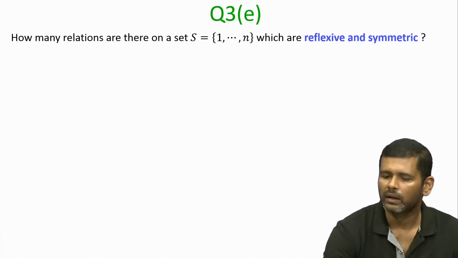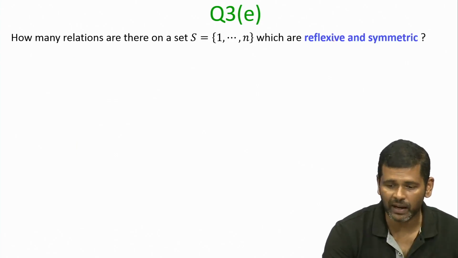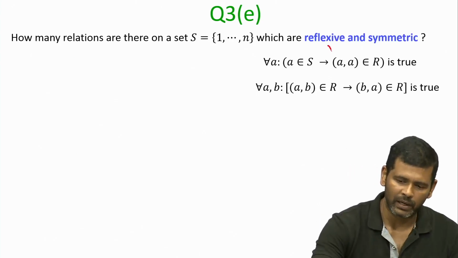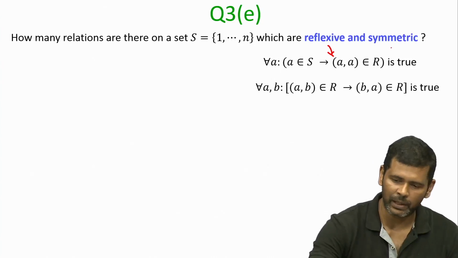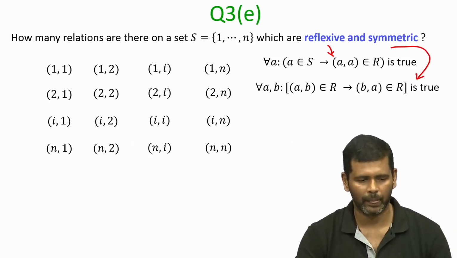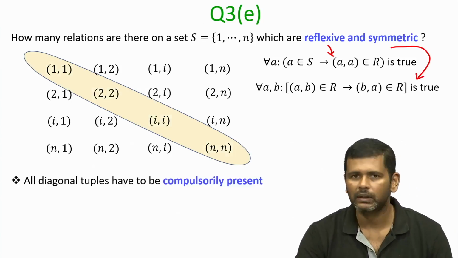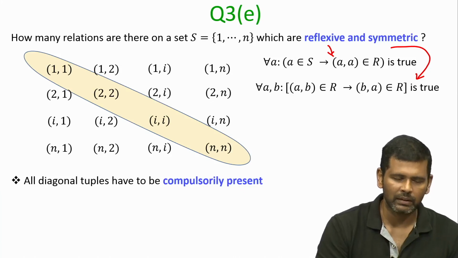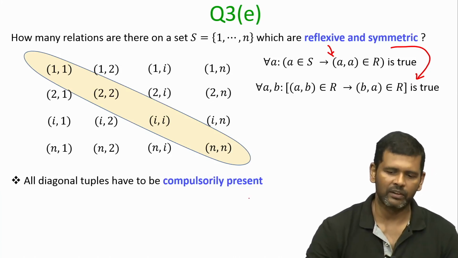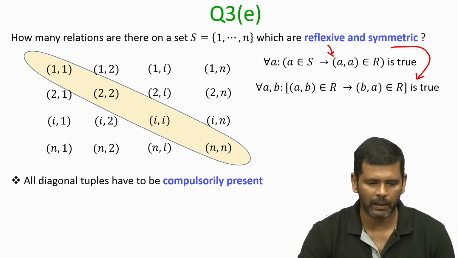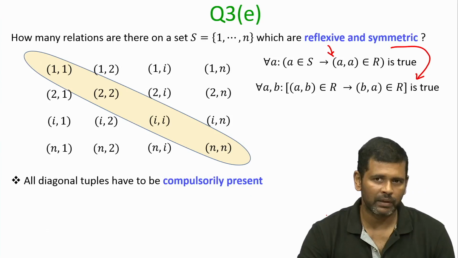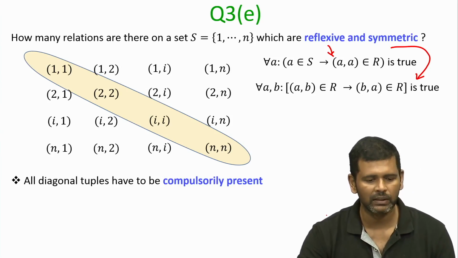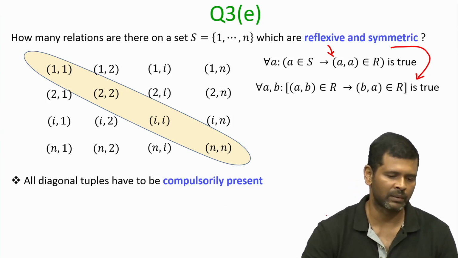Part E, I now want to find the number of relations which are simultaneously reflexive as well as symmetric. The requirement from a reflexive relation is this, and the requirement from a symmetric relation is this. If I consider the ordered pairs, I have no choice but to include all the diagonal ordered pairs, because I have to satisfy the reflexive property. But apart from the ordered pairs along the diagonal, I have a choice with respect to the ordered pairs which are not along the diagonal.